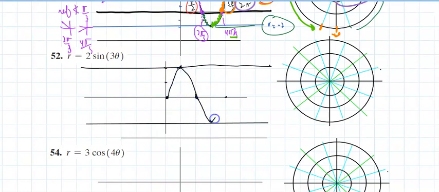Now the beauty of this, I don't need to do much work. This is 2 pi over 3, the period. This is half of it. And this is half of that. 1 pi over 6, 2 pi over 6, 3 pi over 6, 4 pi over 6. Well, the good news is, at 0, I am at 0.